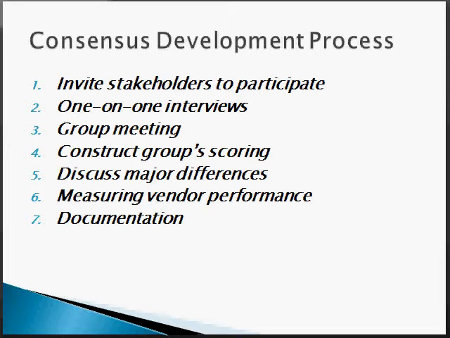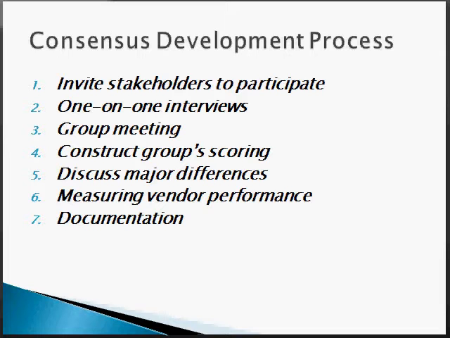In step 4, the group proposes a scoring procedure to go hand in hand with their revised consensus models. In step 5, the group discusses their major differences and clarifies any assumptions and redoes the scoring procedure. In step 6, the group measures the vendor's performance on various criteria and uses the consensus model to arrive at one overall score for the vendor.